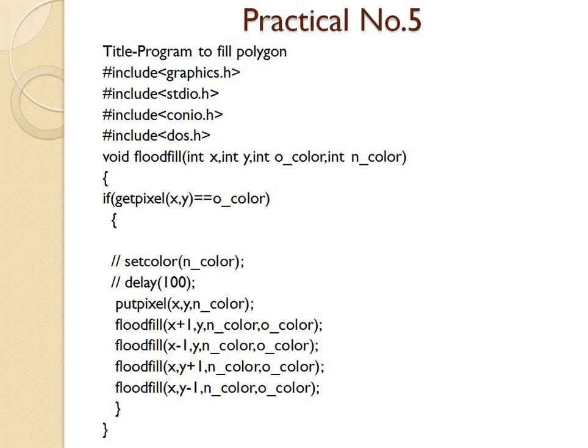Today we discuss practical number 5, and the title of this practical is Program to Fill Polygon. So first of all, what is meant by a polygon? A polygon is a chain of connected line segments. Examples of polygons are triangle, rectangle, pentagon, and hexagon. These are examples of polygons, and a polygon is a chain of connected line segments.